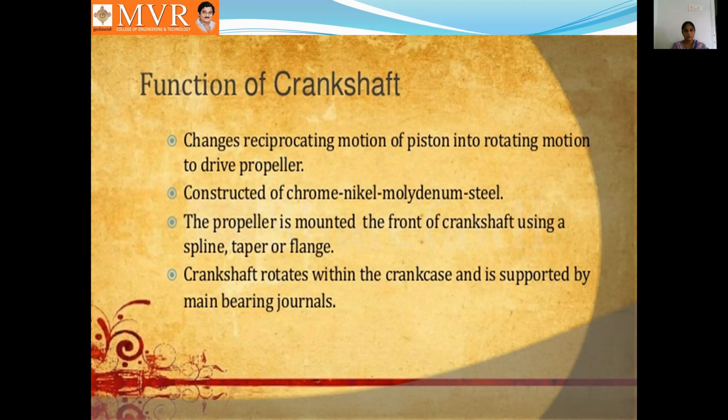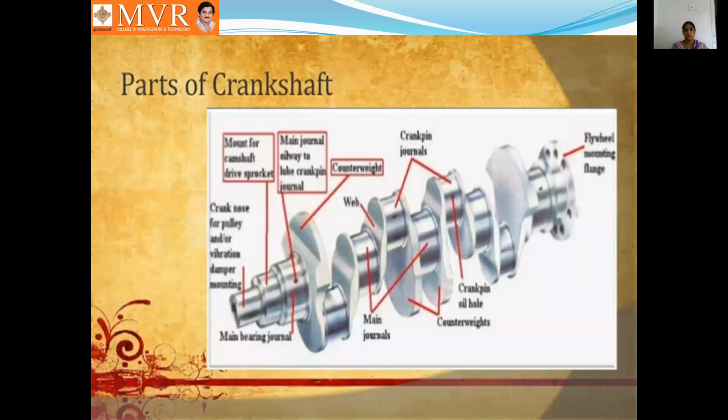Okay, this is the function of the crankshaft. The function of the crankshaft is that it changes the reciprocating motion of the piston into rotary motion to drive the propeller. Next, it is constructed of chrome, nickel, molybdenum, and steel. The propeller is mounted in front of the crankshaft using a spline or flange. The crankshaft rotates within the crankcase and is supported by main bearing journals.